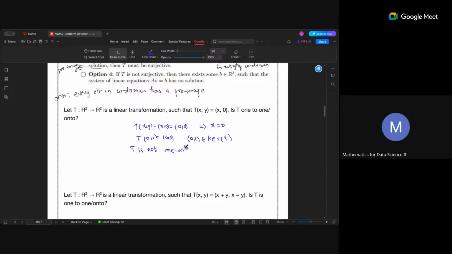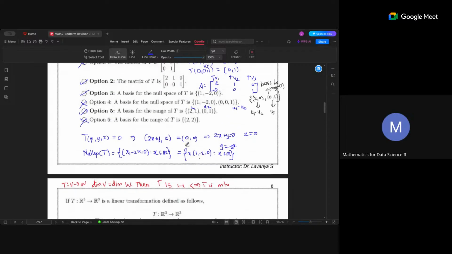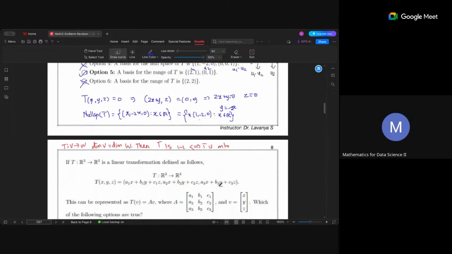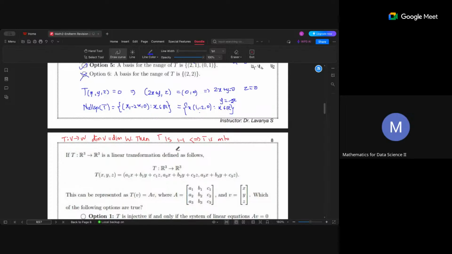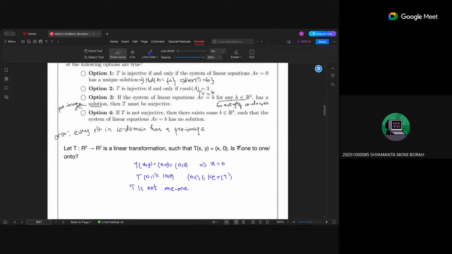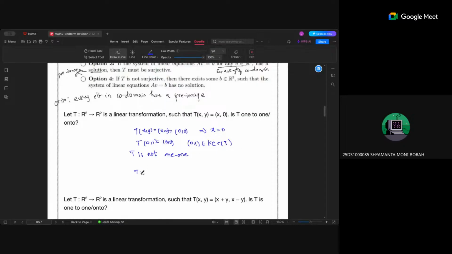So now without computation, can you tell me whether T is onto? No, ma'am. Because just now we saw if it is 1-to-1, then it is onto, and if it is onto, then it should be 1-to-1. So equivalently, you can say that T is not 1-to-1 if and only if T is not onto. Only in this case, when the dimension of V and the dimension of W are the same, right? Yeah. Got it. So it cannot be onto as well.